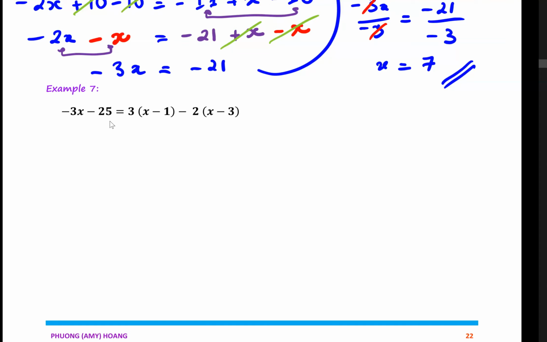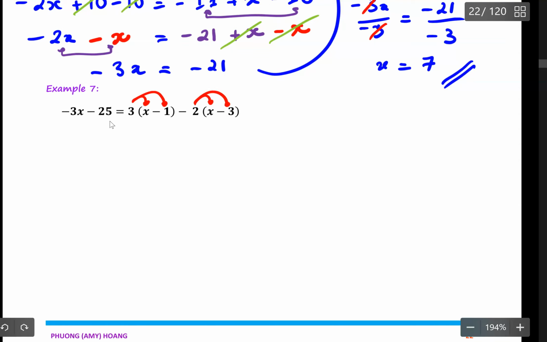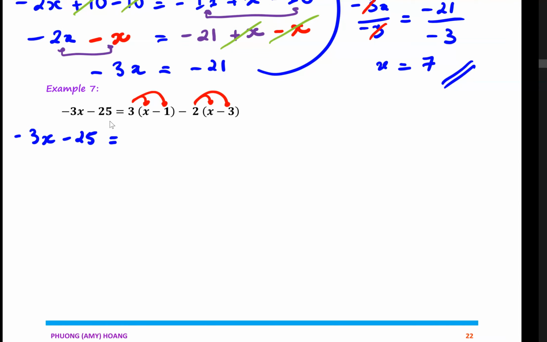You cannot simplify that, but if you take a look at the right-hand side, there are quite a few operations that you need to perform. You need to perform the distributive rule here. So I will rewrite negative 3x minus 25. On this side, 3 times x will be 3x. 3 times negative 1 will give me negative 3.